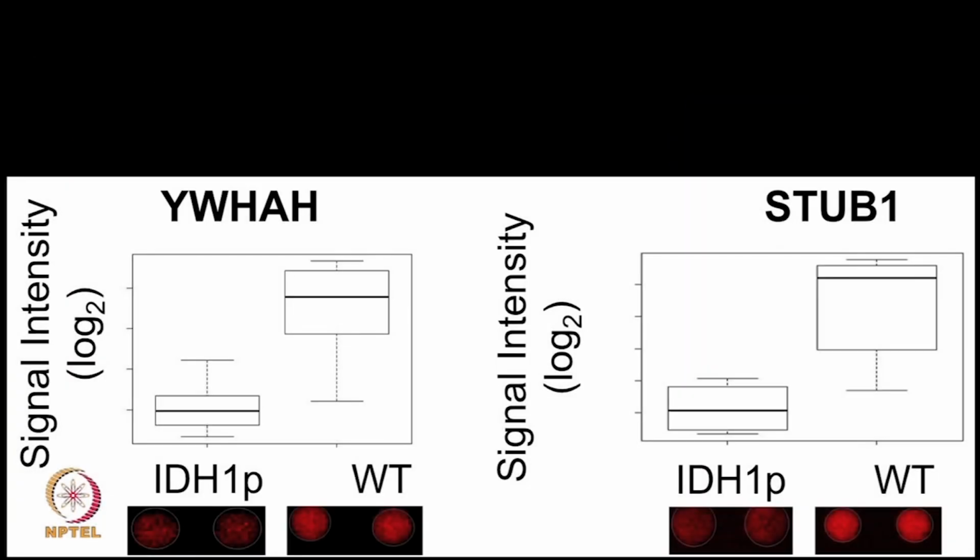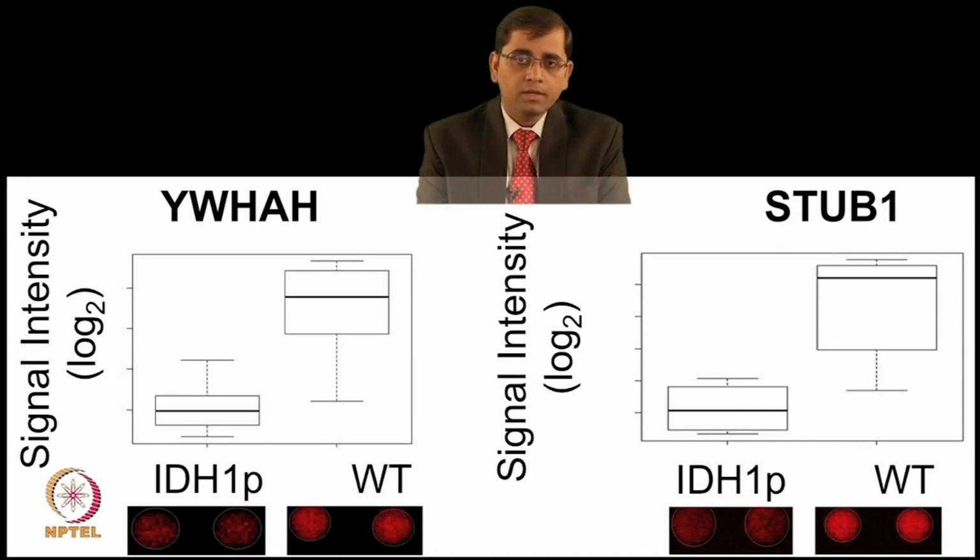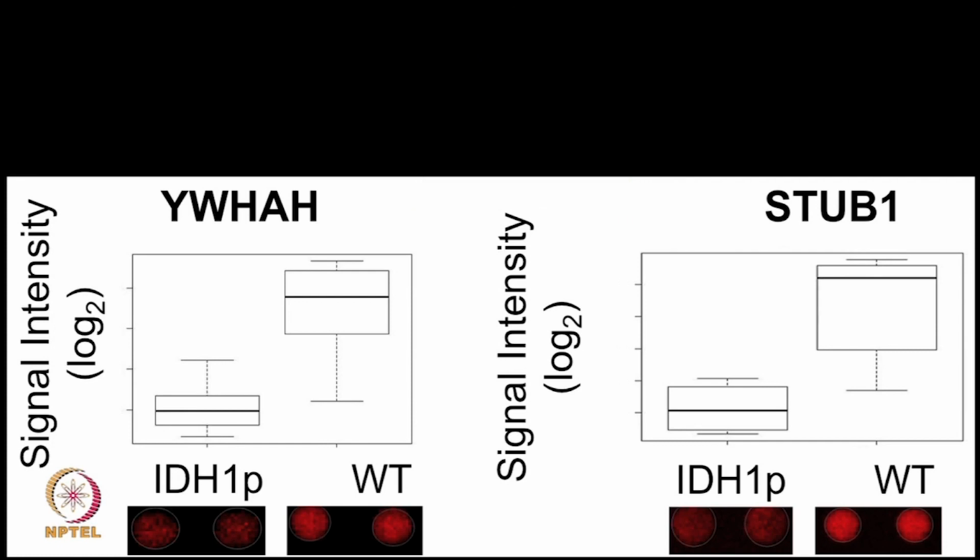Similar comparisons using protein array data led to the identification of the proteins YWHAH and STUB1, which are two of the 22 dysregulated proteins investigators have identified, which are known to be involved in proliferation of glioma cells. They were downregulated in IDH1 patients, which allowed the authors to correlate the pathological prognosis with their findings.